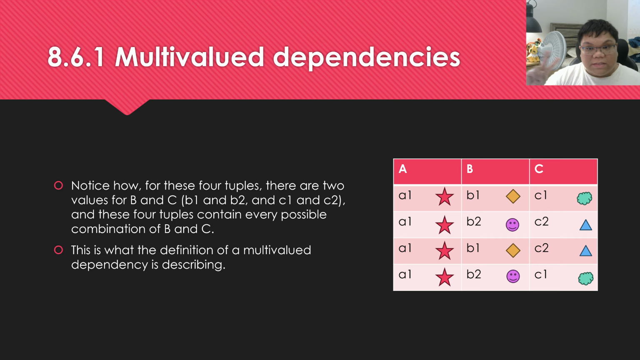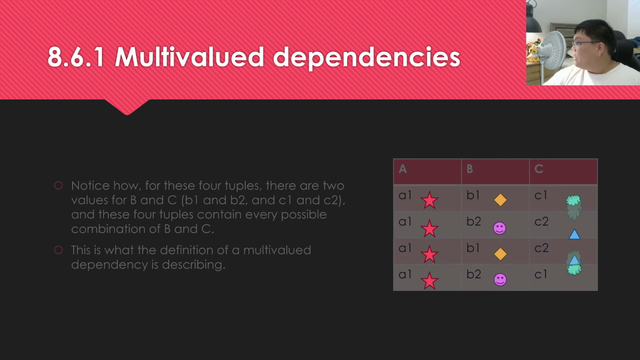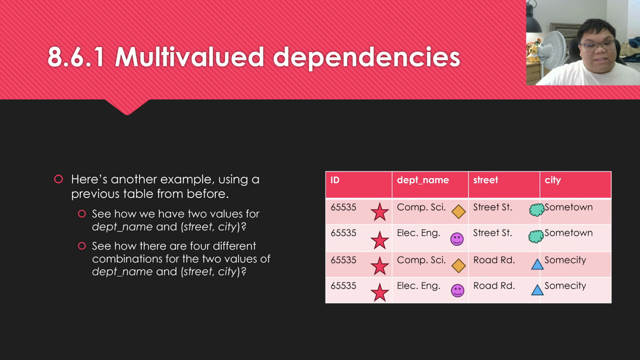For a pair of tuples, there is another pair of tuples that basically represents every possible combination as visualized here. So here is the same example with our departments and addresses. See how there's two values for department name and address? And see how there are four different combinations for the two values of department name and address? So computer science and street, some town. Electrical engineering, street, some town. Computer science, road, some city. Electrical engineering, road, some city.